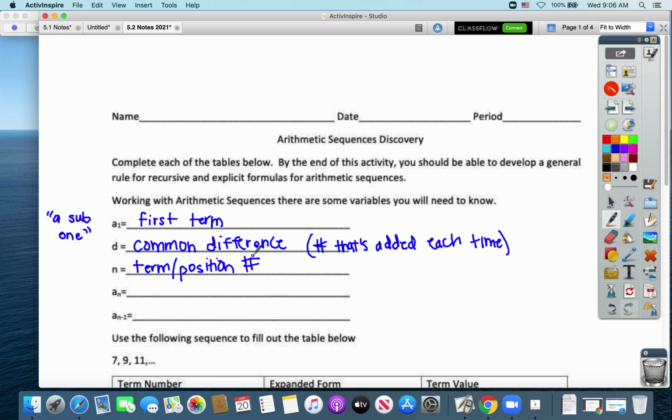If n is 5, we're talking about the 5th term. If n is 10, we're talking about the 10th term. And if n is 1, that is our first term. So that's why we wrote this like a sub 1. And then we have a sub n, which could be any term. So if we have a specific number there, that's the term we're talking about. But if we just have n there, we are talking about the nth term.